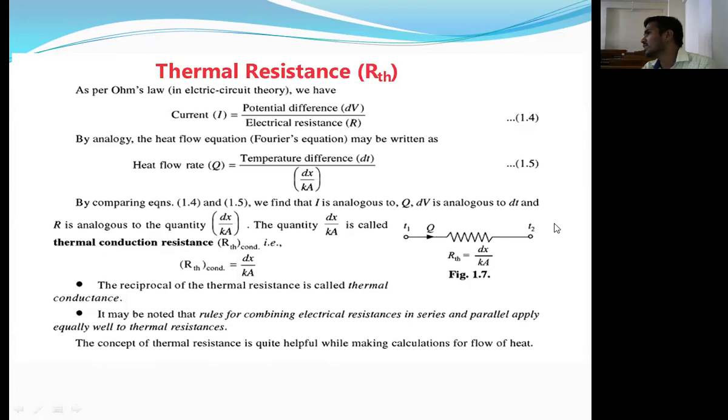Okay, so this is the circuit diagram for that particular heat flow rate. Q amount of heat transfer will take place because of the temperature difference, that is T1 and T2. So at that time the resistance is the denominator, that is dx by k. Okay, all of you get this point.